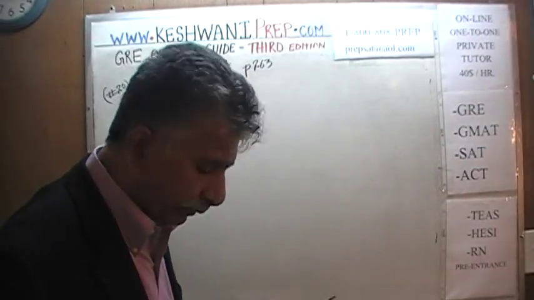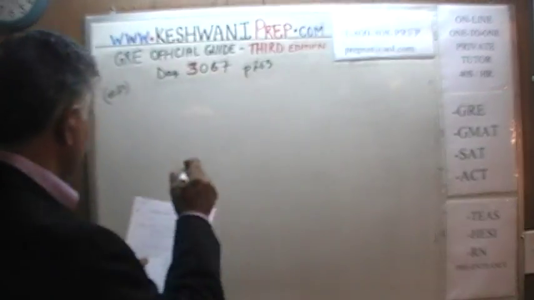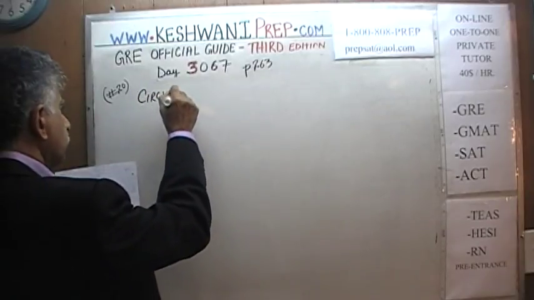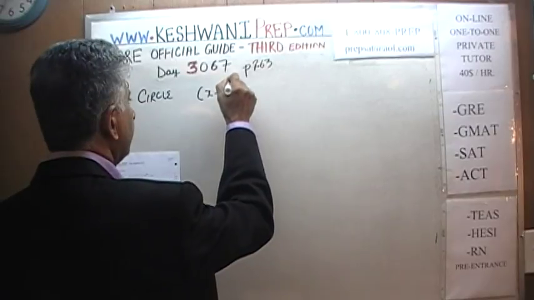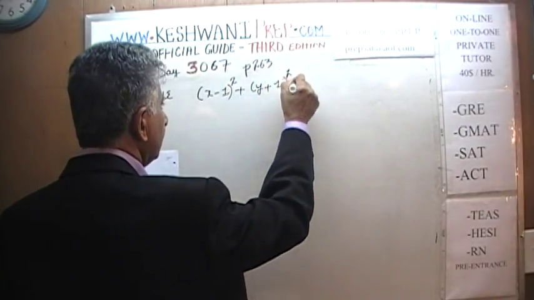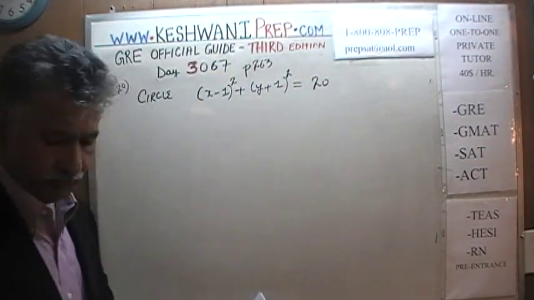Number 20 is a very straightforward, very simple problem dealing with a circle. We are told that we have a circle whose equation is (x - 1) squared plus (y + 1) squared equals 20.